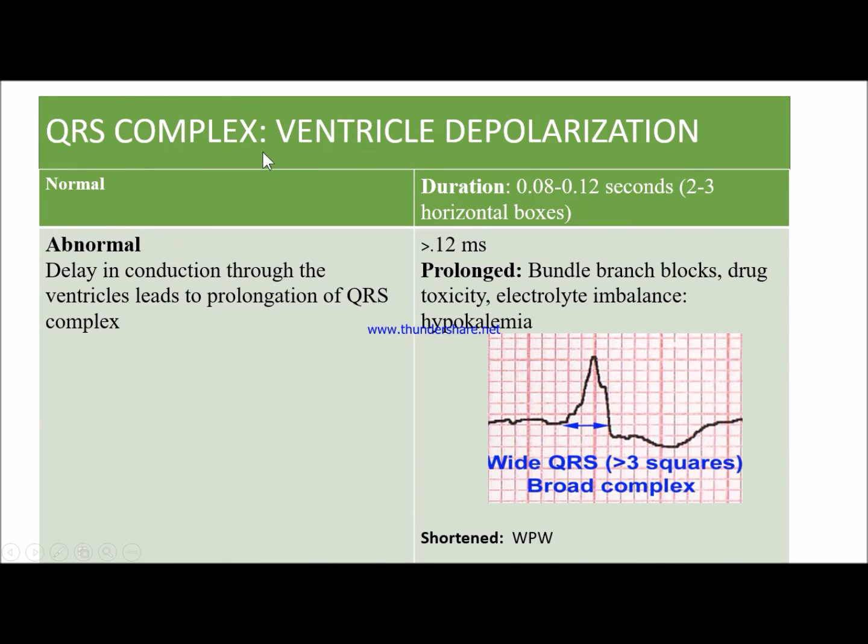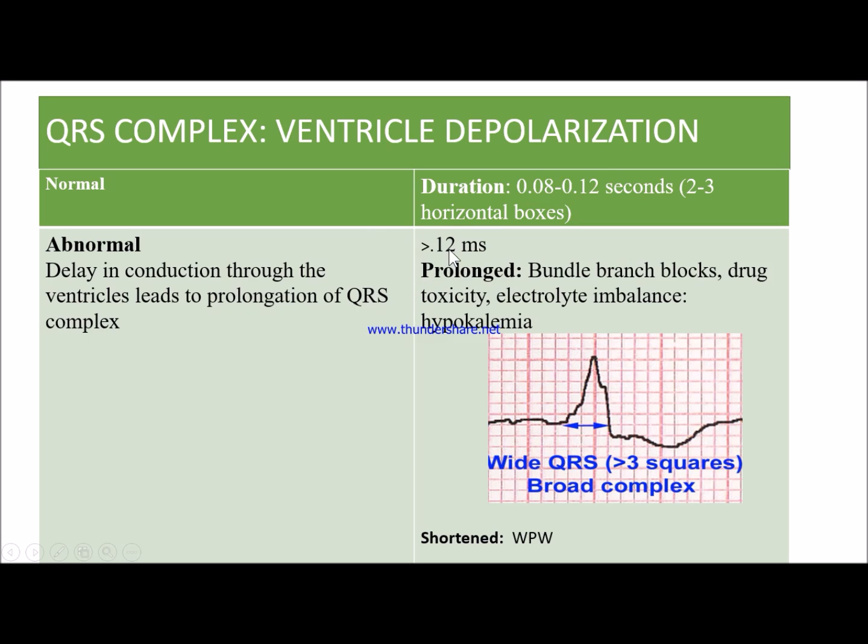Let's see about the QRS complex. The ventricular depolarization is denoted by the QRS complex. The normal duration is 0.08 to 0.12 second. That means 1, 2 and 3 horizontal boxes. So the small box duration will be what? As we have seen in our earlier slide, the small box duration will be 0.04. So let's calculate it: 0.04 plus 0.04 plus 0.04 is 0.12. So it is 0.08 to 0.12 second.